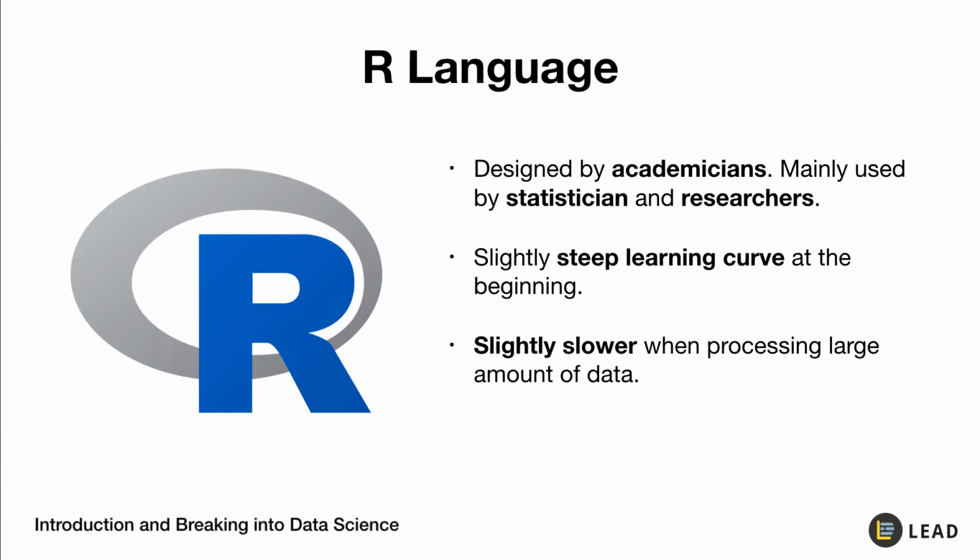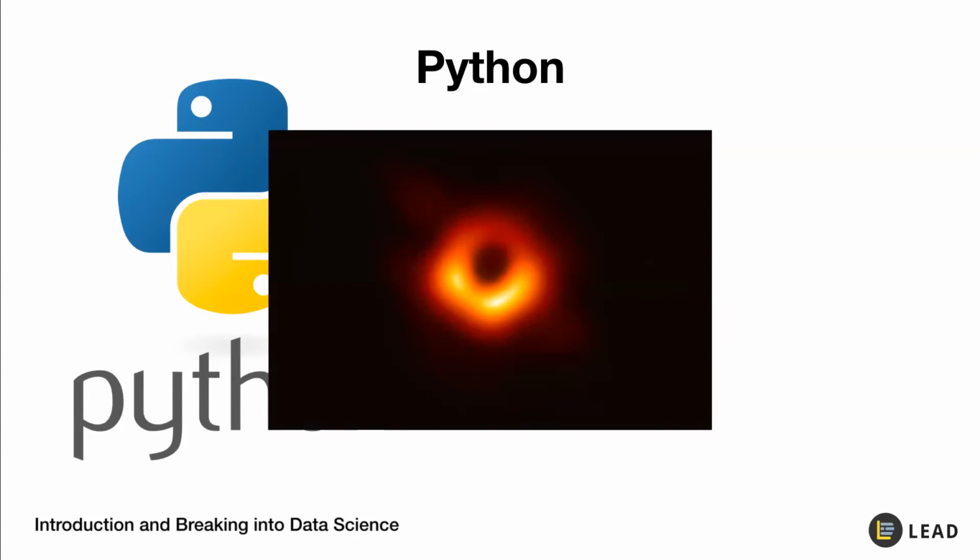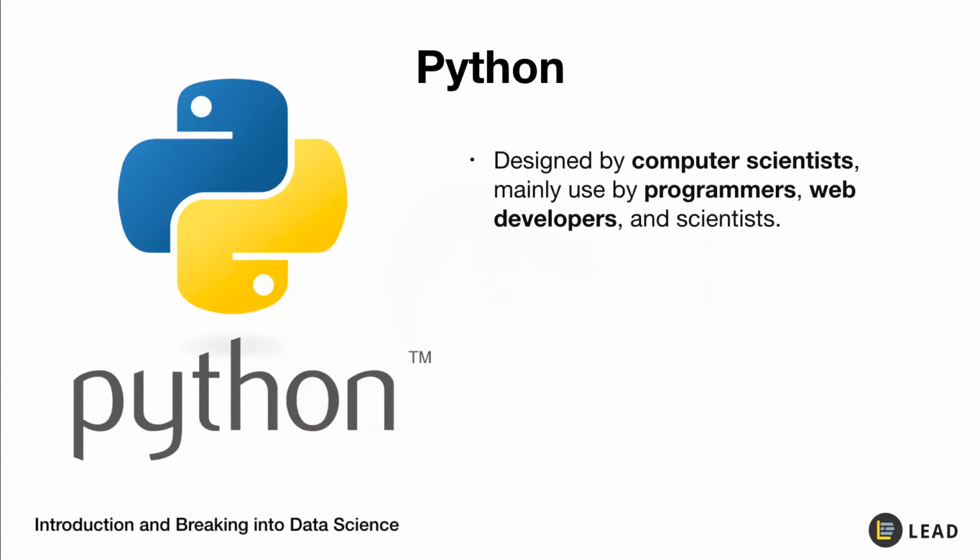But the good thing about R is that because it has been used by academics for so many years, it has a huge statistical analysis library. On the other hand, Python is a language that is designed by computer scientists and used mainly by programmers, web developers, and scientists. Astronomical scientists use Python libraries to render this picture. You know this picture? If you do not, that's okay. This is the picture of the black hole simulation. Python also has a very concise, simple, and beginner-friendly syntax, which makes it easier for beginners to pick up.